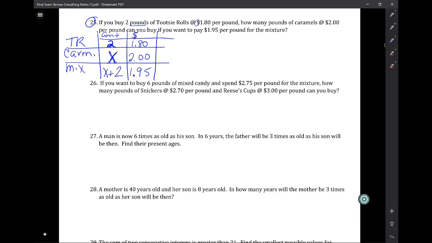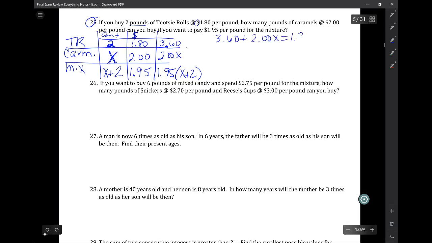So now this third column in my chart is when I multiply straight across. So 2 times $1.80 is $3.60. $2 times X would be $2 for every pound of caramel. And $1.95 for the mixture, which is the caramels plus the Tootsie Rolls put together. So now I set up my equation. Tootsie Rolls plus caramels equals the mixture.